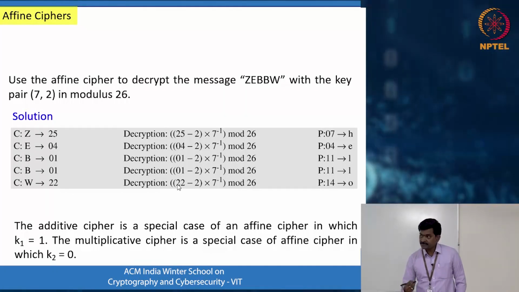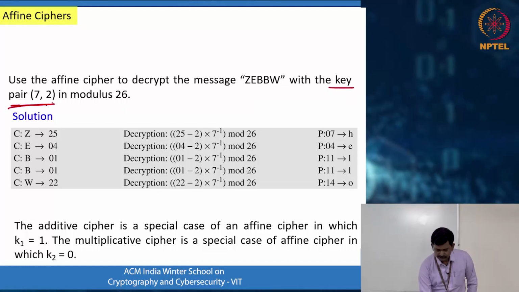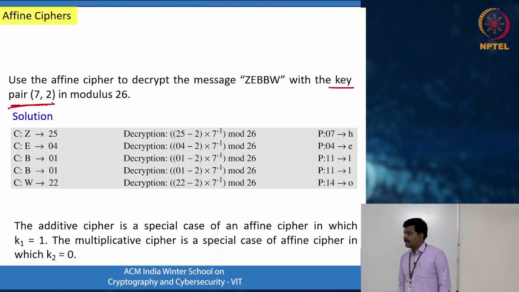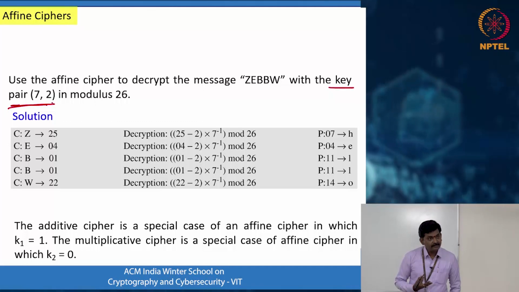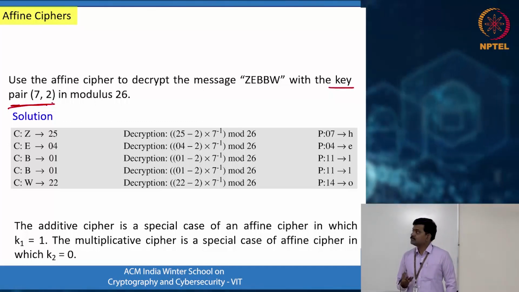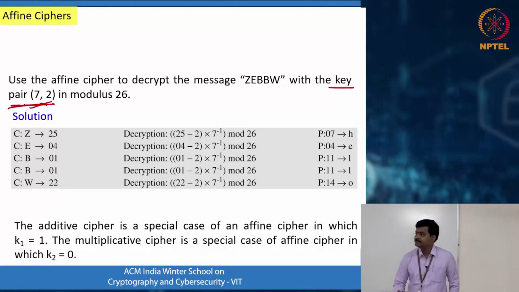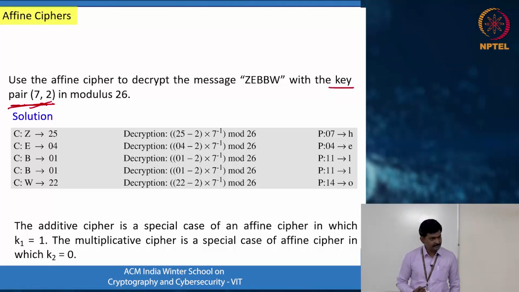So when you do encryption, what did you do? You have to take a key or a key pair? A key pair. Why do you have to take a key pair? Because there are two encryptions. One is for the multiplicative cipher, and another one is for the additive cipher.